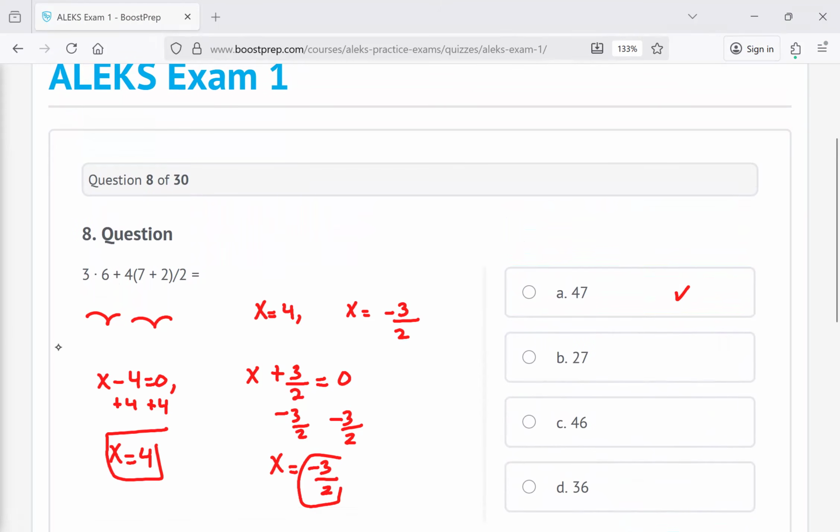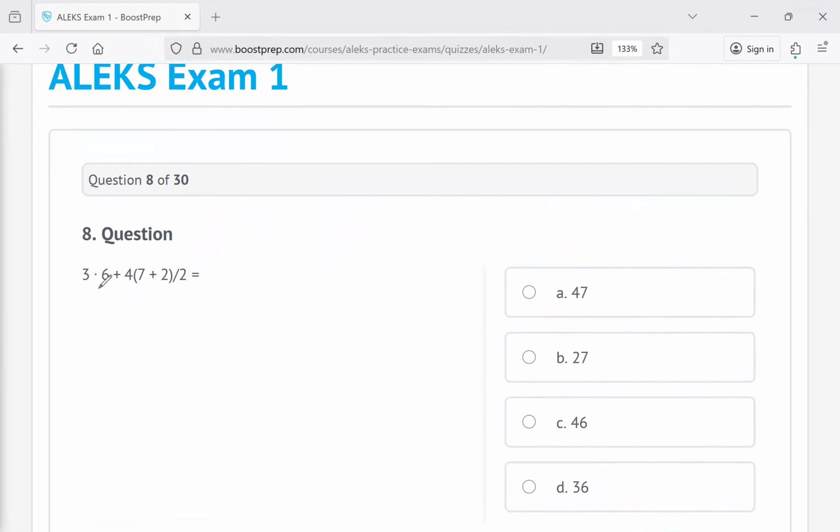Okay, this one, question 8. We have 6. Oh, be careful. So this is an order of operation problem, but be careful. I kind of made a mistake when doing this problem. This is not 36. This is 3 times 6.